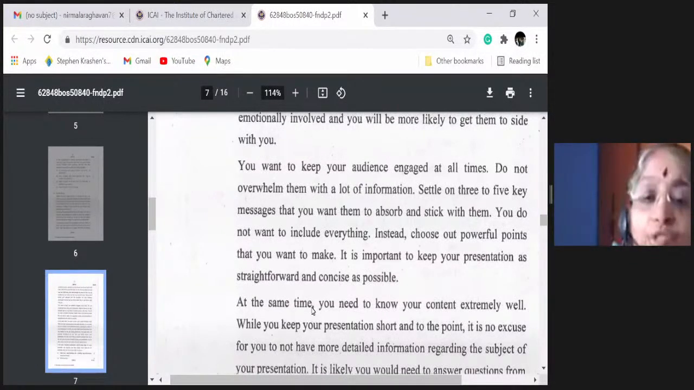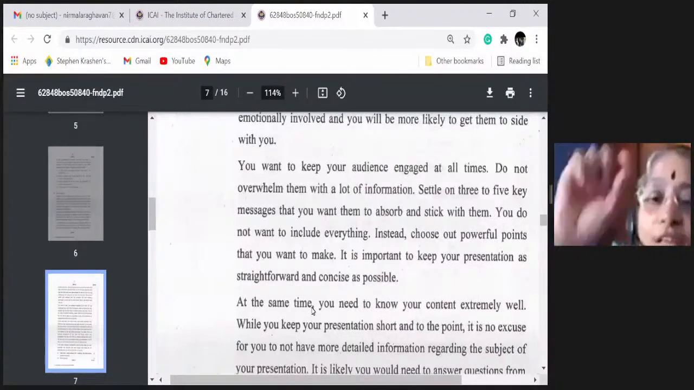It is important to keep your presentation as straightforward and concise as possible. So, keeping your presentation straightforward and concise can be a subtopic. That's the fourth one. It can also be engaging the audience at all times. I have picked words from the paragraph itself. I am not writing sentences. I'm just picking the best of the words that can convey the complete meaning.